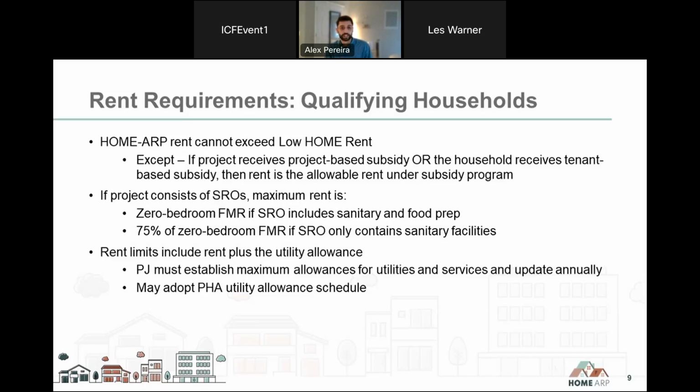It's important to highlight that rent limits here include both the rent and the utility. So we're talking about gross rents here. And for that reason, the PJ must establish maximum allowances for utilities and services and update those utility allowances annually. Although the PJ does have the ability to adopt PHA utility allowance schedules if those are available.